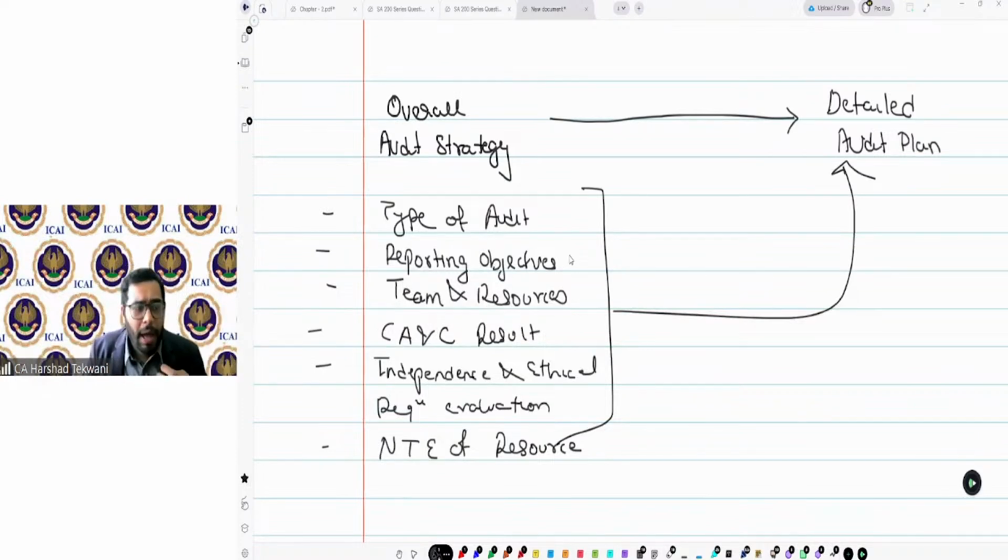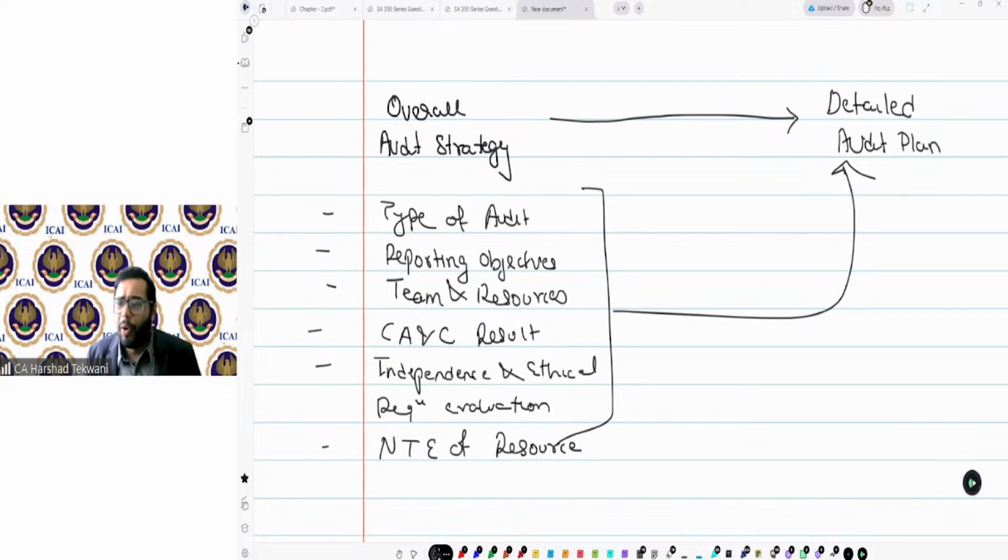So how much resource I have, how much time I have, how to plan, whether I can involve this person or not, what is the nature, time, and extent of resources I need further, whether I need an expert or not. So everything will be decided on the basis of the overall audit strategy. What is the timetable that I need to follow, communications, everything. So these are certain factors that help me to decide the detailed audit plan. Based on this, I decide my audit plan.